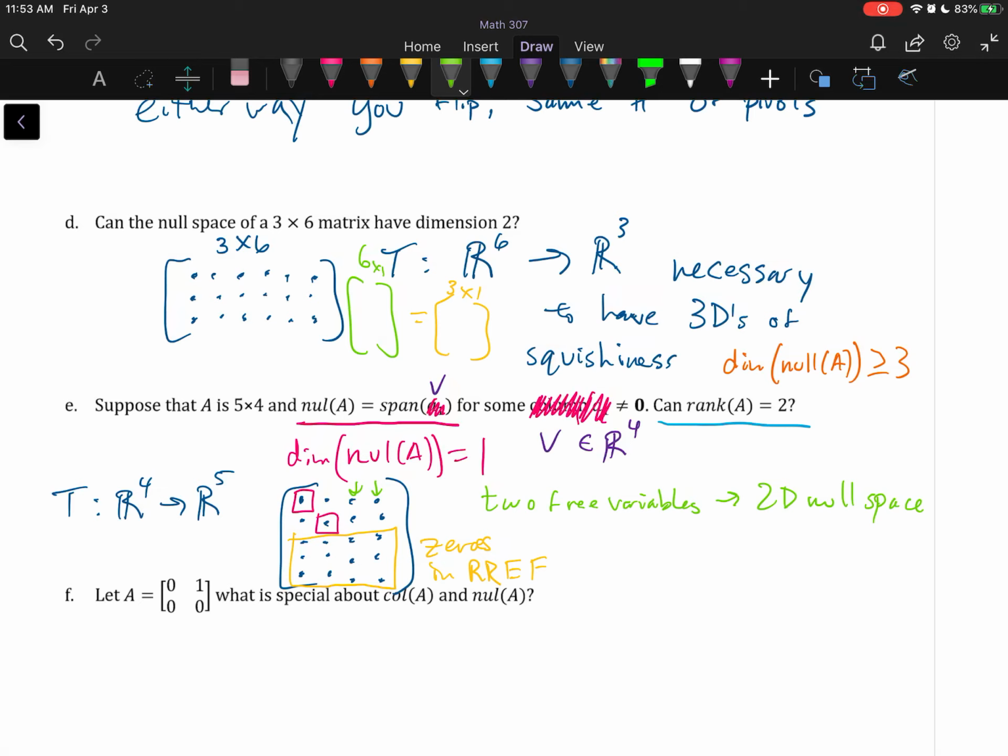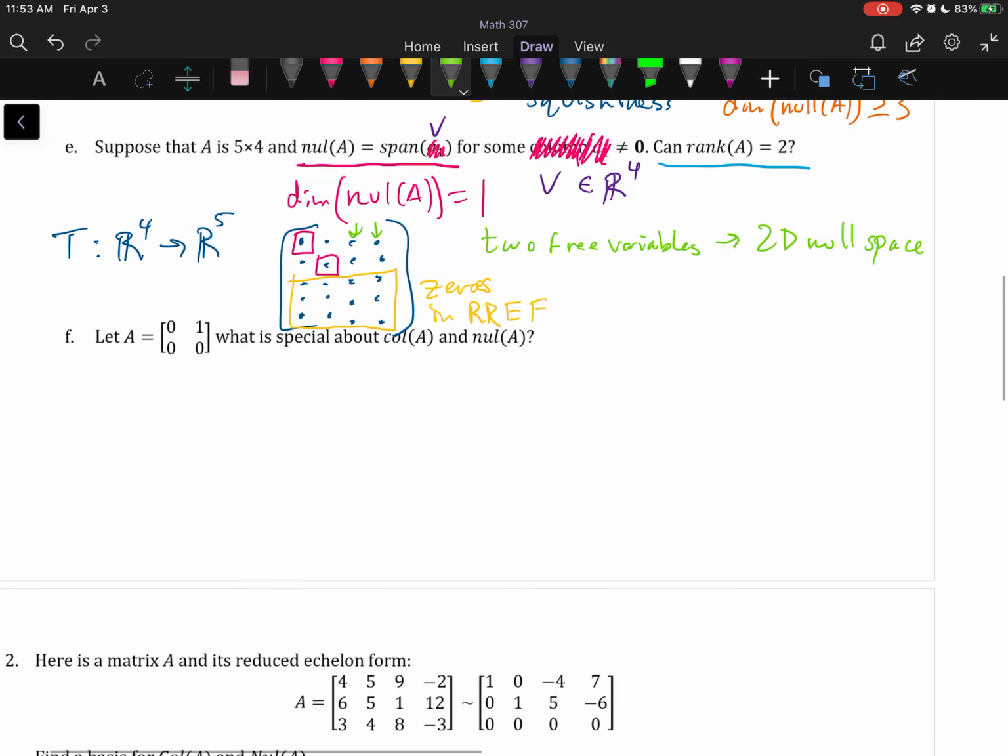So yeah, a rank of two means that we have a two-dimensional null space, and so these things can't coexist at the same time. The null space can't be one-dimensional and two-dimensional at the same time. Okay, and then part F.